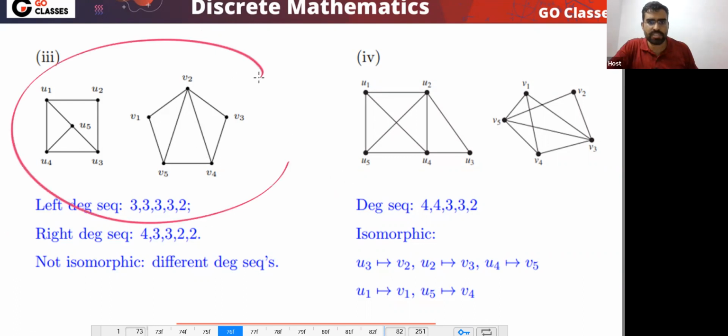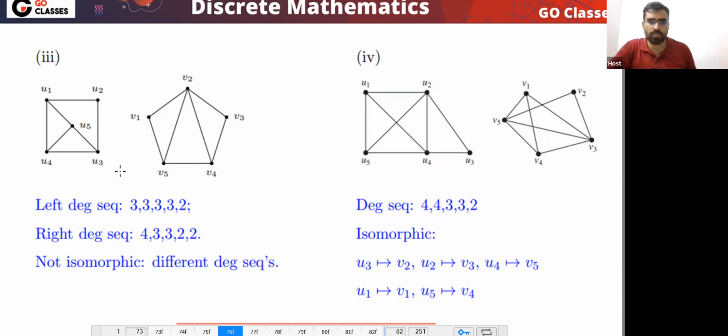Okay, you can notice these two graphs are not isomorphic, because you can just see the degree sequence. The degree sequence is different. And what about these two graphs? These two graphs are actually isomorphic. Let me tell you one interesting thing. How to check that these two graphs are isomorphic?